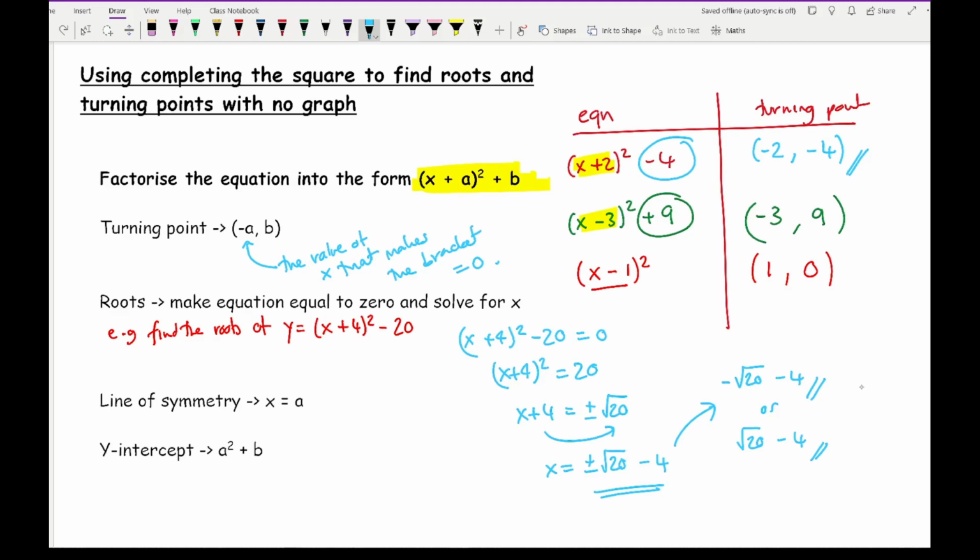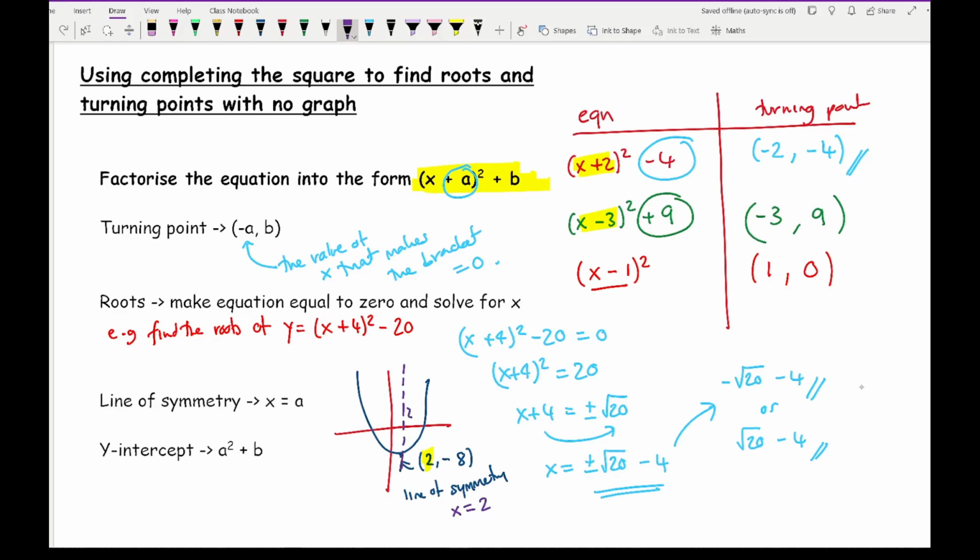Now for the line of symmetry, that's always going to be x equals whatever number a is. So whatever number you've got that's being added or subtracted to x, that equaling x will be your line of symmetry. So for example here, if I just quickly draw a parabola, and let's say this point here is at 2, minus 8, then the line of symmetry is going to be, well, this is my x ordinate, so it's going to be x equals 2. That's going to be the line of symmetry.